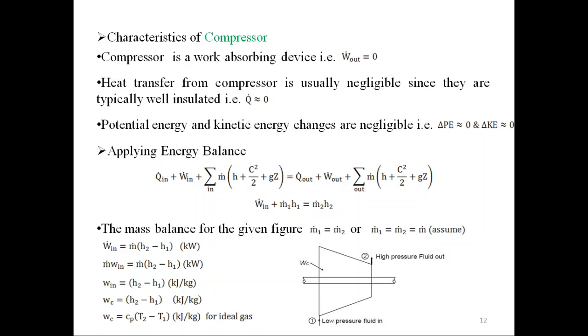Potential and kinetic energy changes are negligible. That means this c square upon 2 on the left side and c square upon 2 on the right side will be cancelled out, and gz on the left side and gz on the right side will be cancelled out. So what is left? You will get this equation. After applying the above conditions, you will get W dot in plus m dot 1 h1 equal to m dot 2 into h2. If you apply mass balance for one entry and one exit, you will get rate of mass entering equal to rate of mass leaving equal to m dot.